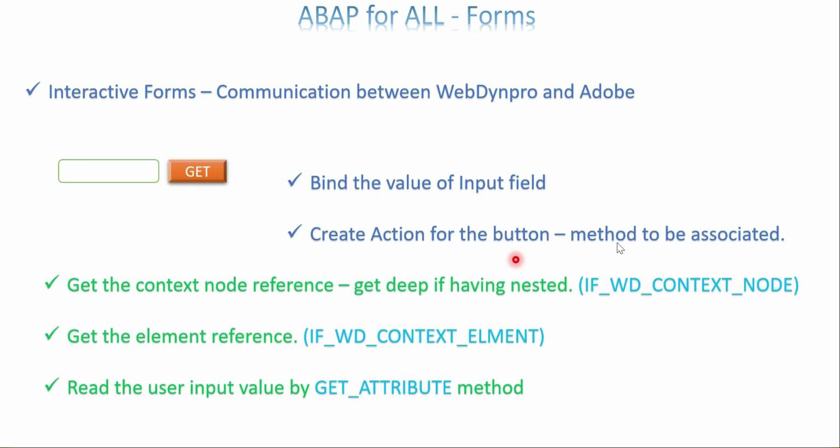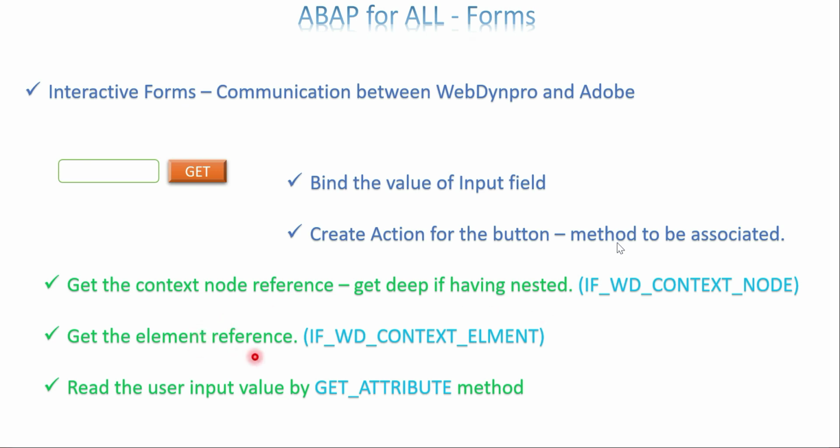And then a few more steps, like get the context node reference. It's how we are going to receive the value of the user input. So with the help of a few interfaces over here, and then here WD context node, we always start with the reference of this context node to get started with the basic coding.